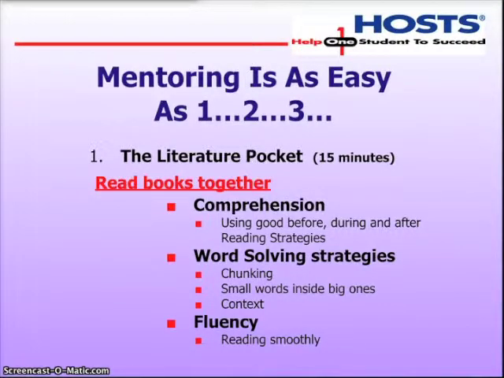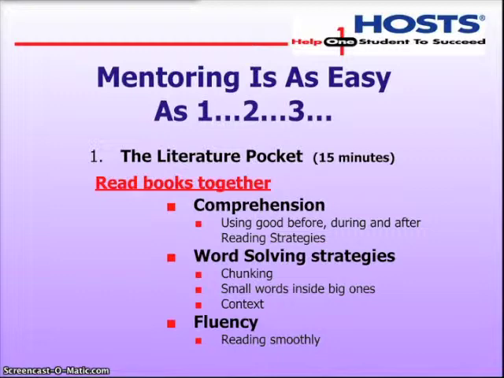Now we've discussed comprehension and word-solving strategies. Let's touch on fluency. Good readers read with fluency. That means they read with accuracy, at just the right pace, and with expression. It should sound like a conversation.